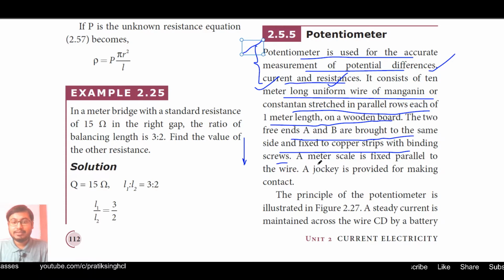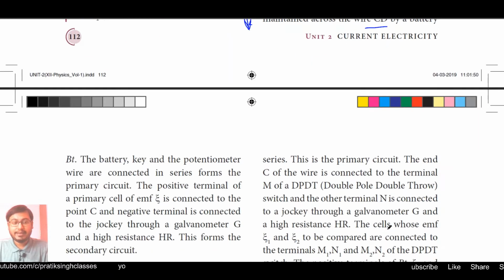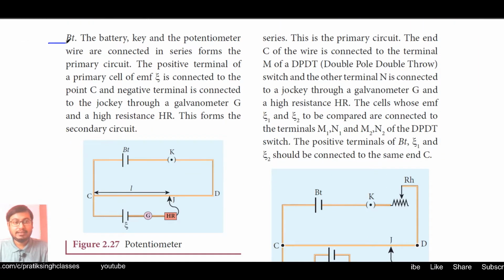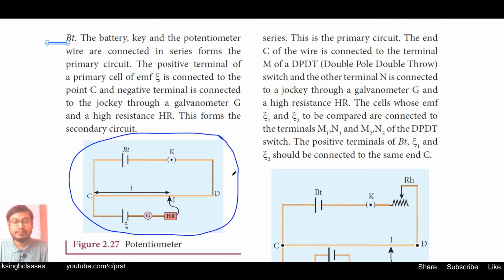A meter scale is fixed parallel to the wire, to find out at what position we get zero deflection in the galvanometer. A jockey is attached for contact. The principle of the potentiometer is illustrated in figure 2.27, which we will see now below. A steady current is maintained across the wire CD by a battery BT. Till now we have seen the figure of the potentiometer, the circuit diagram of the potentiometer.